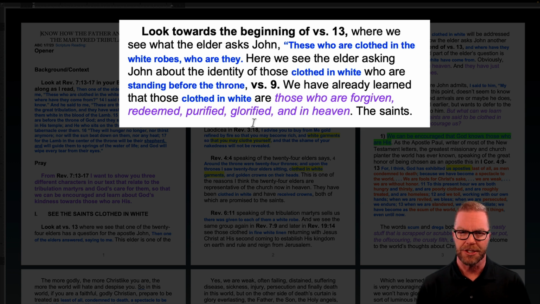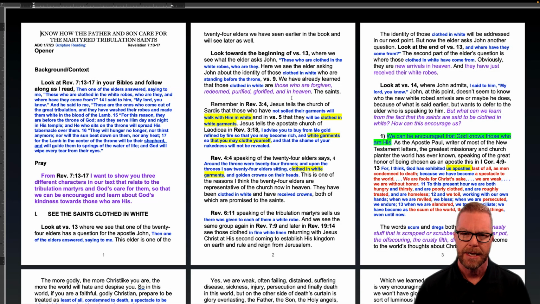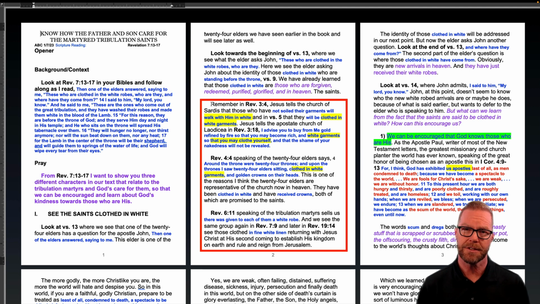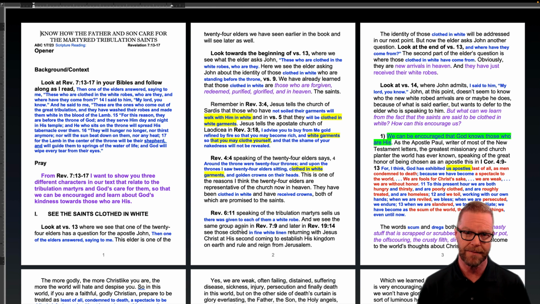Here we see the elder asking John about the identity of those clothed in white, who are standing before the throne. According to verse 9, we have already learned that those clothed in white are those who are forgiven, redeemed, purified, glorified, and in heaven, the saints. Remember Revelation 3:4, and now in this section, I basically do a little systematic theology of those clothed in white. I hit the key verses in the book of Revelation, Revelation 3:5, 3:18, 4:4, 6:11, 7:9, and 19:14. Those are pretty much all of them.